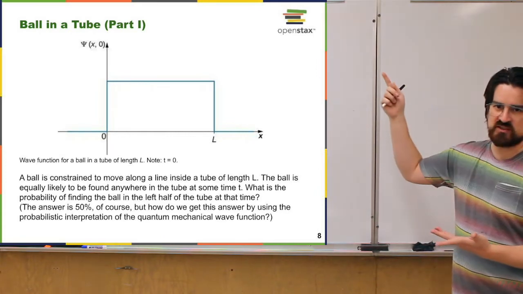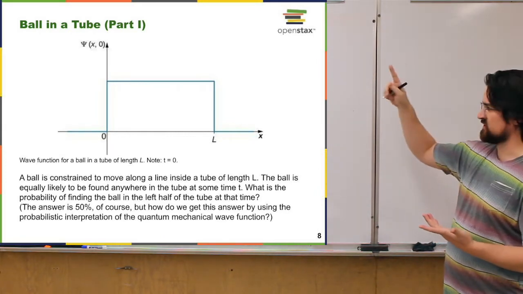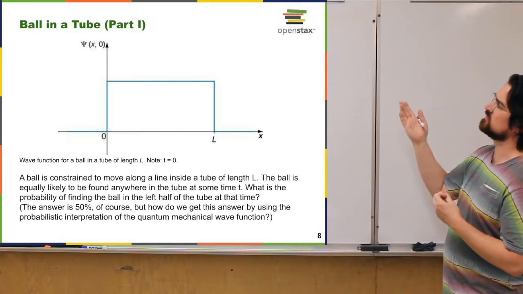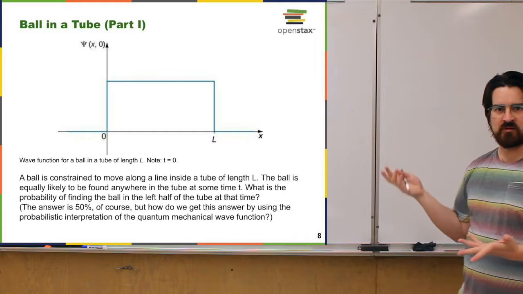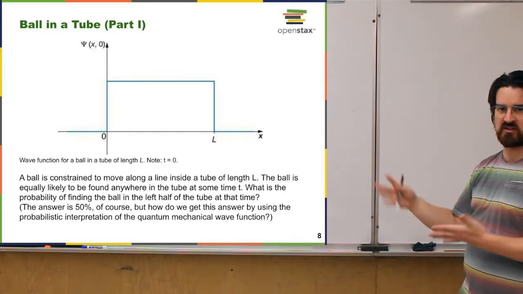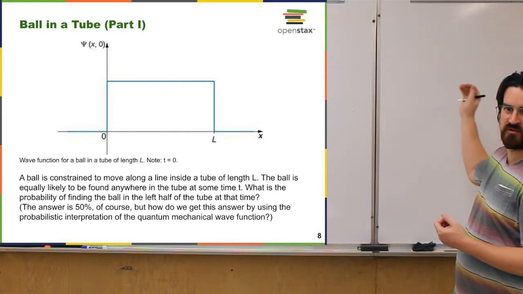The wave function is just a constant value between 0 and L. Remember, when we square the wave function, we get probabilities. So the fact that the wave function is the same value everywhere is saying that the probability is the same everywhere in this tube.